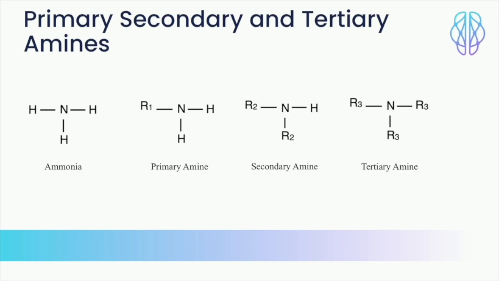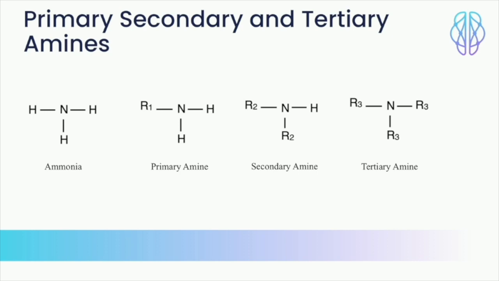So ammonia is the central nitrogen with 3 hydrogens bonded. So recall that nitrogen can make up to 3 covalent bonds. If it has 3 hydrogens bonded and no alkyl groups, we call it ammonia. If it has one alkyl group and 2 hydrogens, we call it a primary amine. If it has 2 alkyl groups and 1 hydrogen, we call it a secondary amine, and a tertiary amine only has alkyl groups bonded.